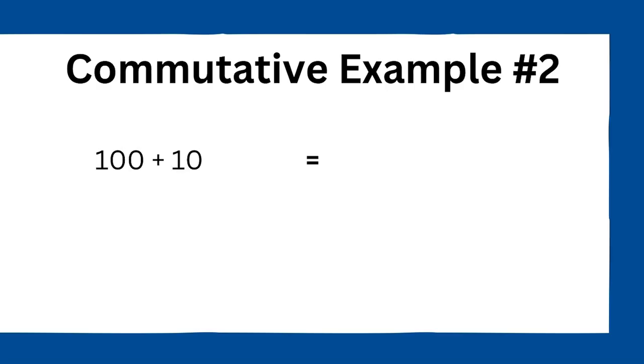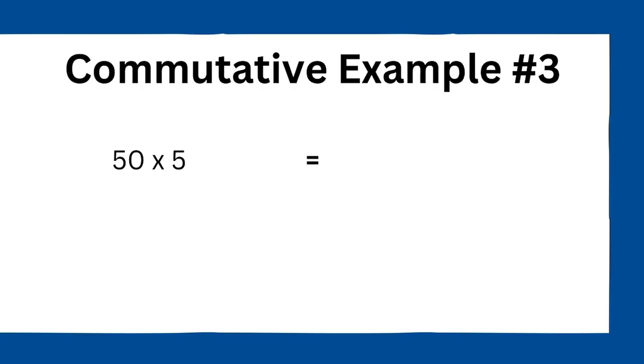Going on to my next example, I have 100 plus 10, and when I solve for that, I get 110. Now, what happens if I decide to flip the 10 and 100, swap their places? I get 10 plus 100, but still, when I solve for it, I get 110. So, even though they are flipped, you still get the same thing.